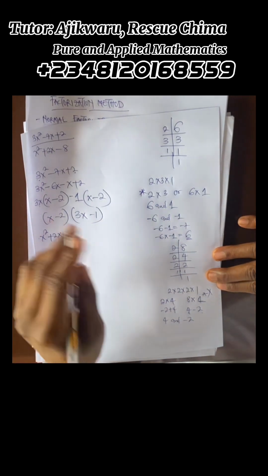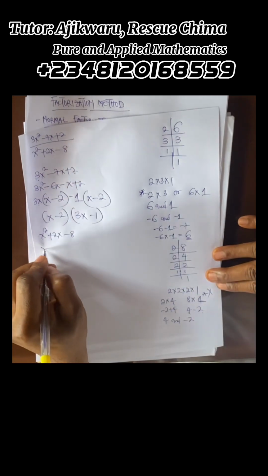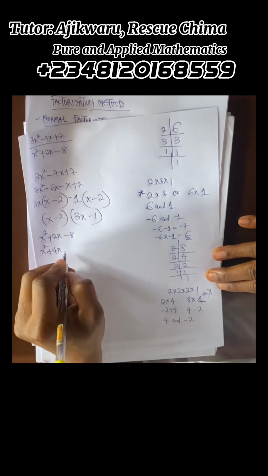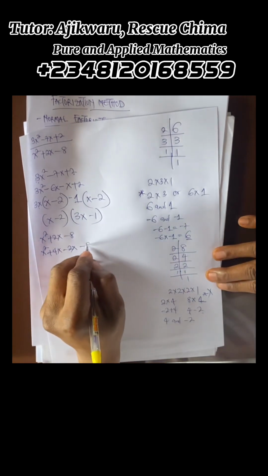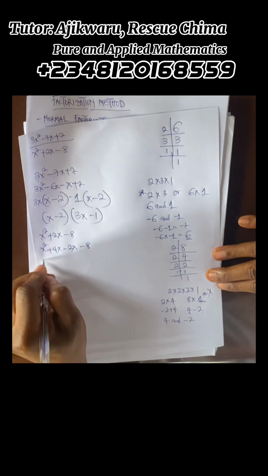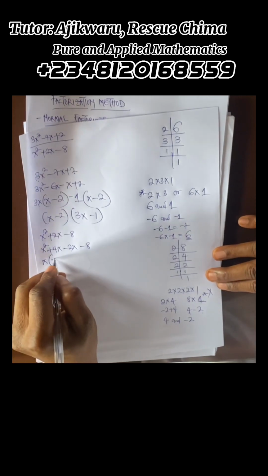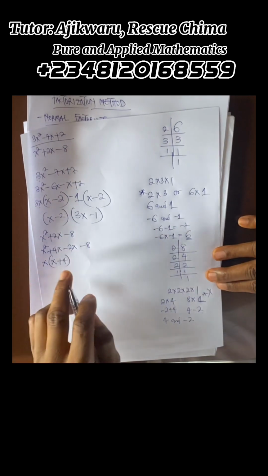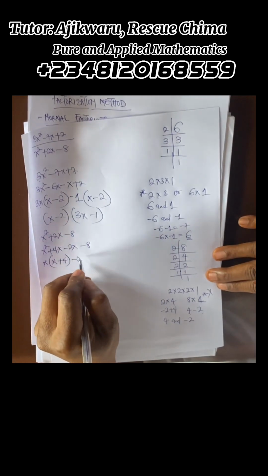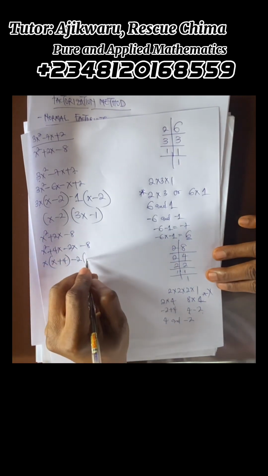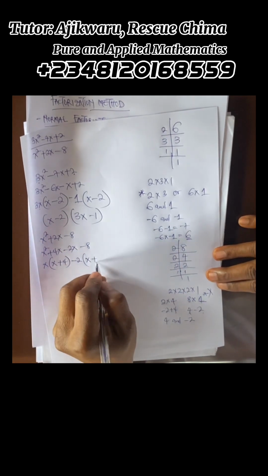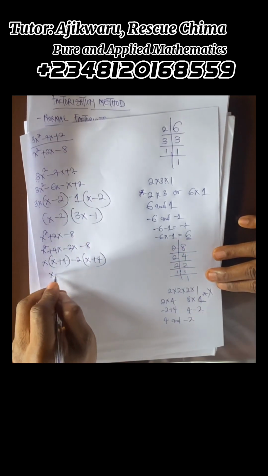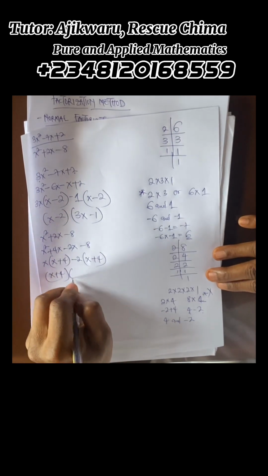If we put this here, we have x squared plus 4x for this one, then minus 2x for this one, then minus 8. What is common here? We have x into x plus 4. If you factor out x from here, you have x. Factor out x from here, you have 4. What is common here is minus 2. Factor out minus 2 from here, you have x. Factor minus 2 from here, you have plus 4. Note that the term here and this should be the same. So we pick one of them and then pick the one outside.